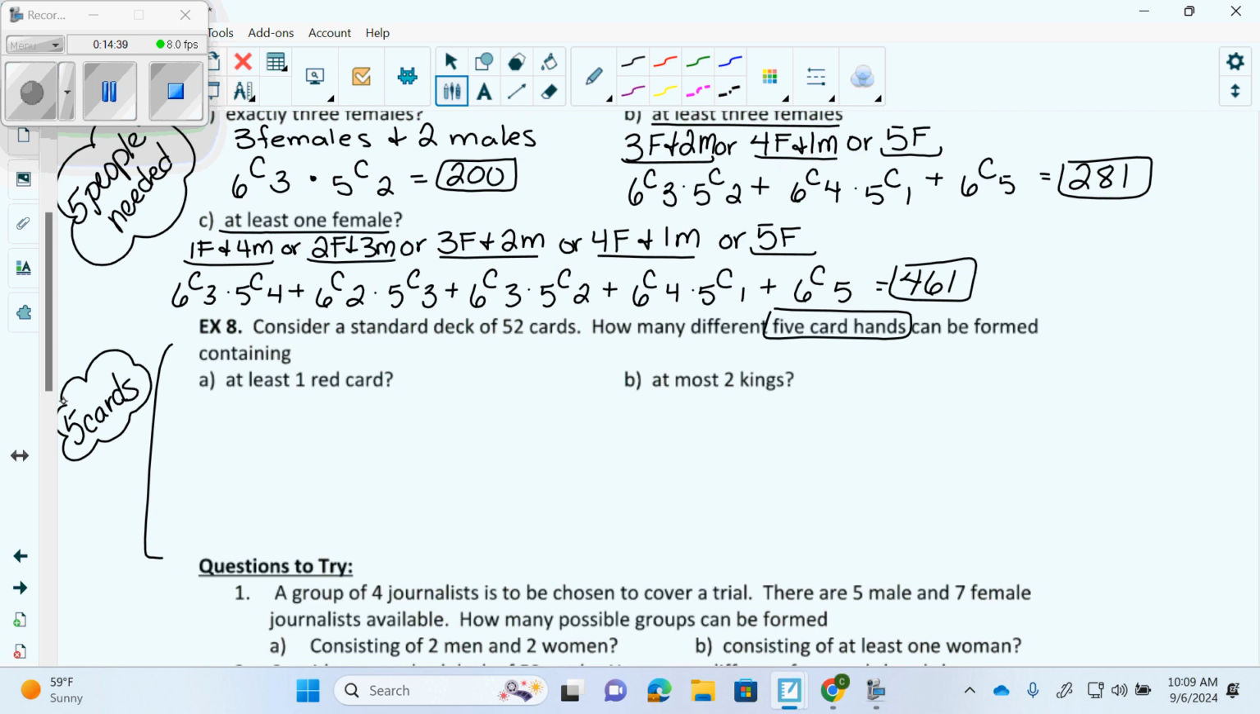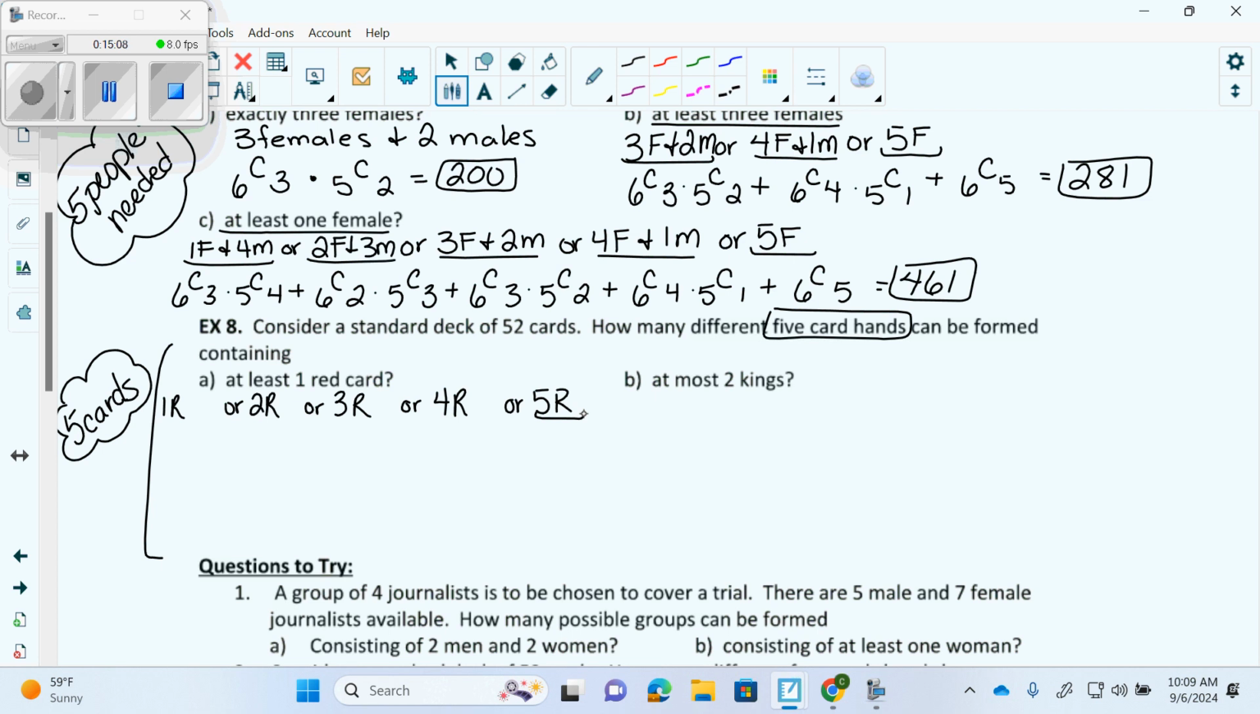Now here it says I need at least 1 red. So if I go at least 1, I would need 1 or more. If I need at least 1 red, I need 1 red or more. Where am I going to stop at? 5 red, because I need to have 5 cards, right? So I have 1 red, or 2 red, or 3 red, or 4 red, or 5 red. This case is done. The other ones are not done.